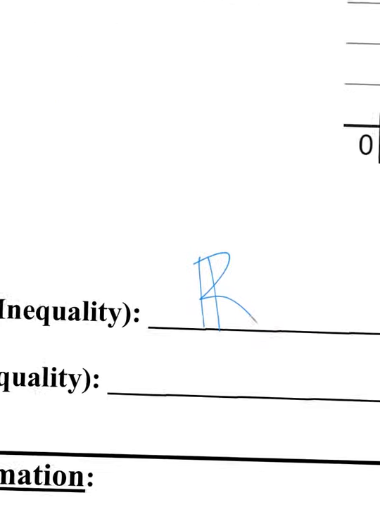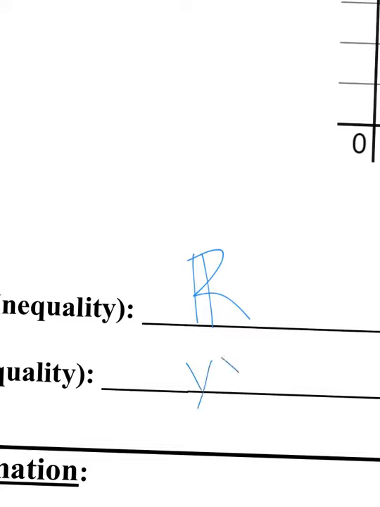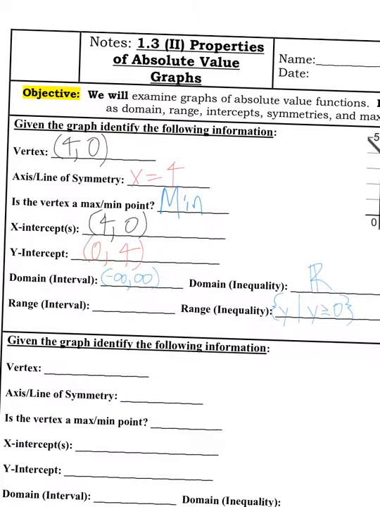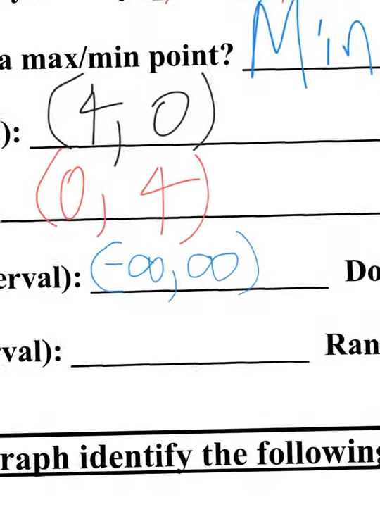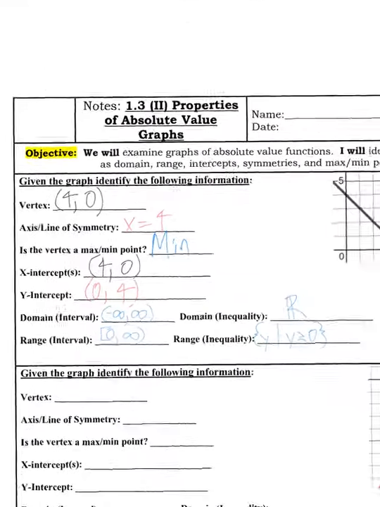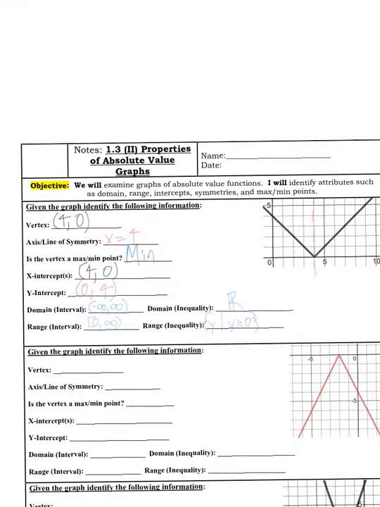So that's the inequality one. Y is greater than or equal to 0. And remember, sometimes in inequality notation, you see the set builder notation combined with it. So I might as well just write that. The interval notation, if it's greater than or equal to 0, it's going from 0 in a bracket to infinity, and the infinity is in parentheses. And so that's everything I wanted to identify in number one.